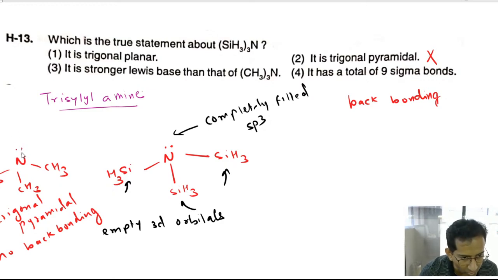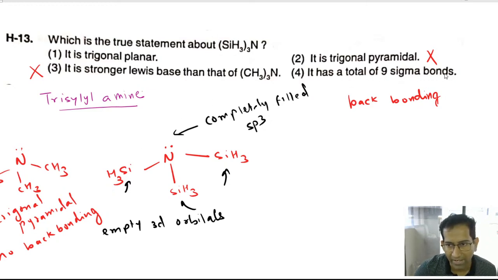So this is a good Lewis base as compared to this. Why? Because here the nitrogen lone pair is consumed, utilized in back bonding with the 3d orbital of silicon. So it is a stronger Lewis base than N(CH3)3 is wrong. Why? Because the electron pair is not available.